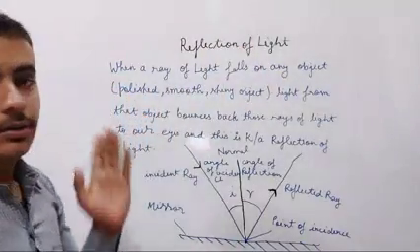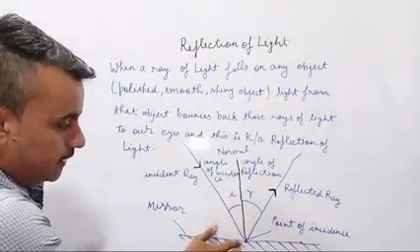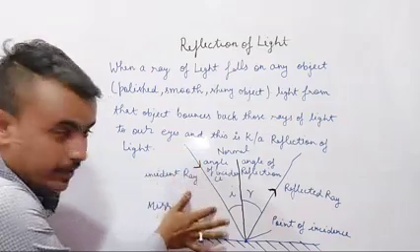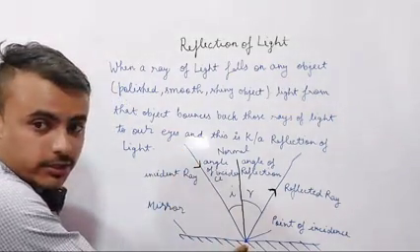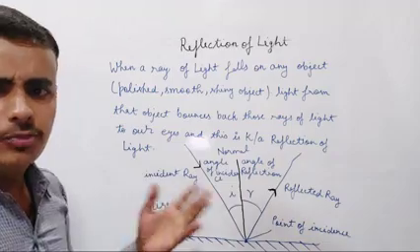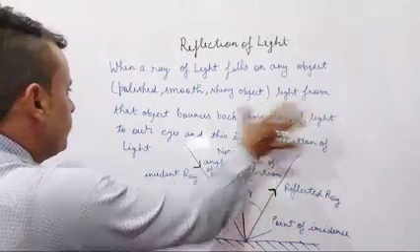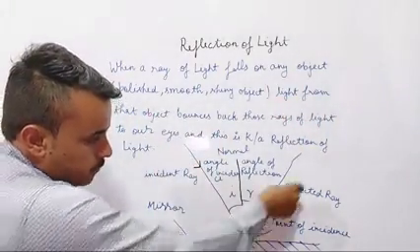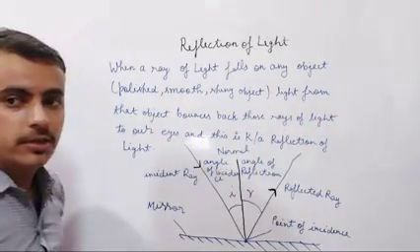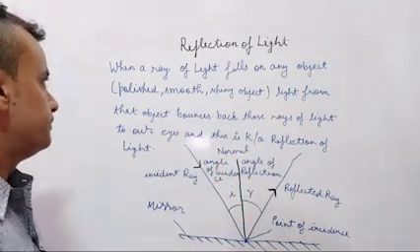Reflection of light. What is the reflection of light? When a ray of light falls on any object, and this object is polished, smooth or shiny, then light from that object bounces back. Light from that object bounces those rays of light back to our eyes. This is known as the reflection of light.